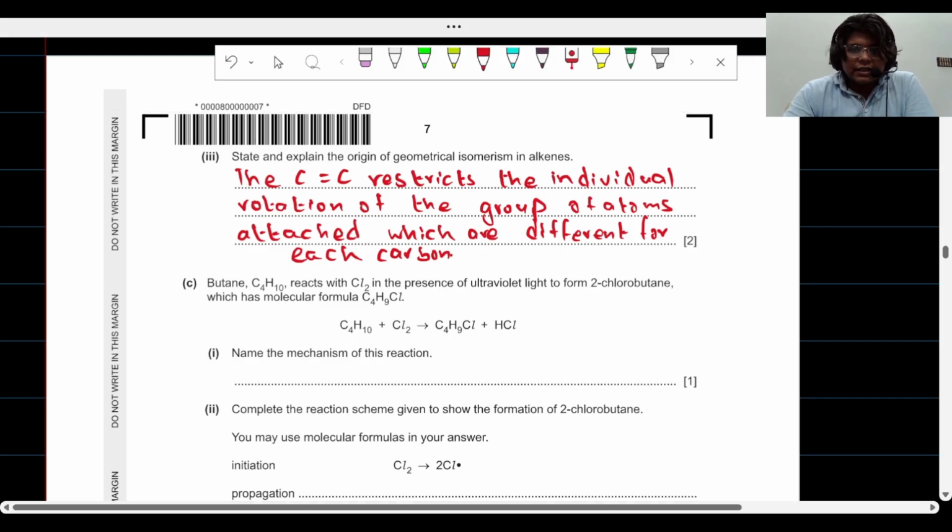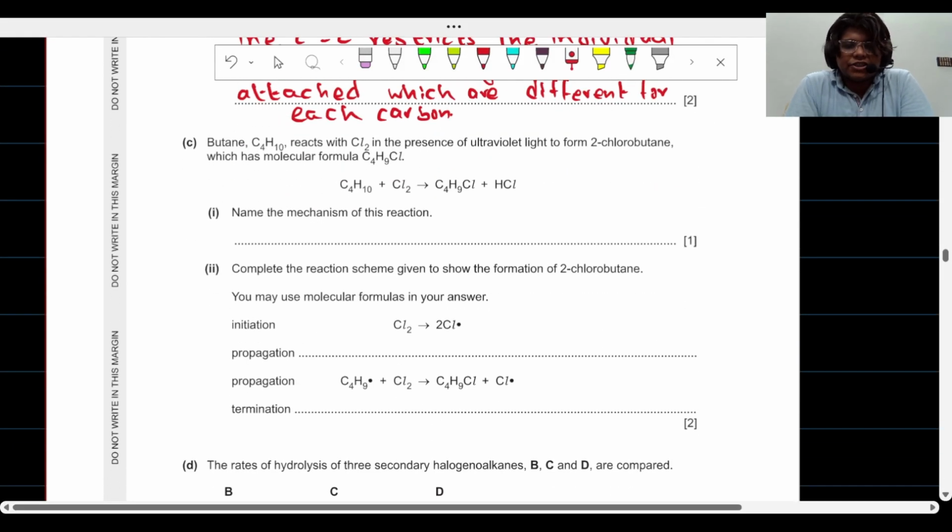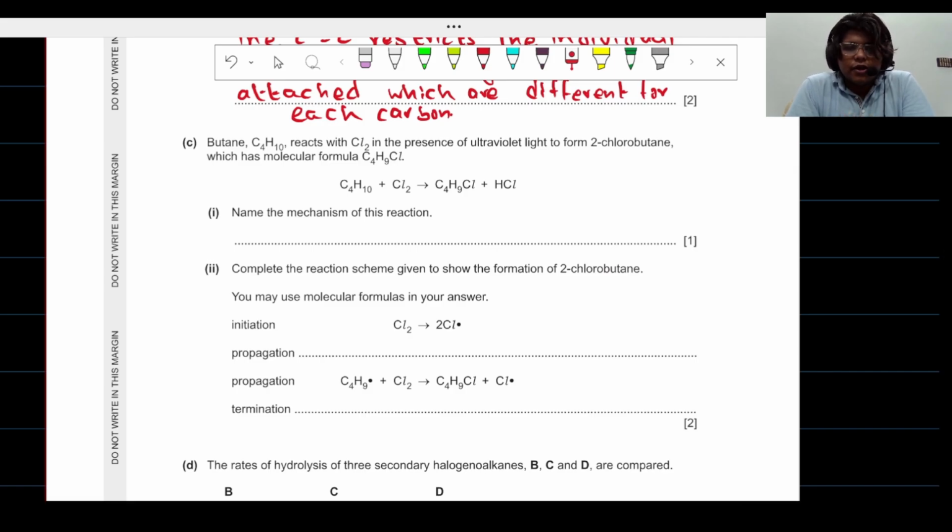Yeah. Then in part C, it says butane C4H10 reacts with Cl2 in the presence of ultraviolet light to form 2-chlorobutane, which has molecular formula C4H9Cl. And we have an equation for it when butane, which is an alkane, reacts with halogen to form the halogenoalkane. The name of this mechanism is free radical substitution, right? So I will just write free radical substitution here.